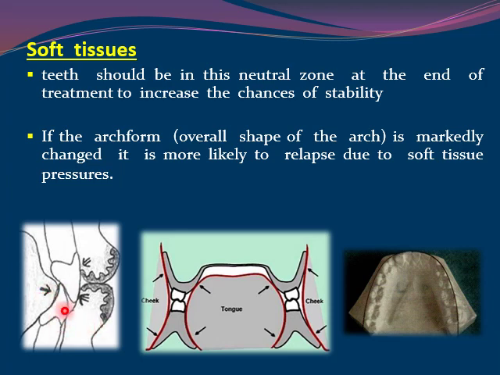Also, this can be explained in that the lower labial segment should not be proclined or retroclined excessively. If the lower labial segment is proclined excessively, we will expect more relapse due to lip pressure. If they are retroclined excessively, we will expect more relapse due to tongue pressure. So they should be positioned in the neutral zone between lip pressure and tongue pressure.